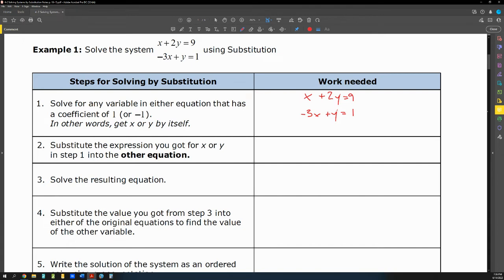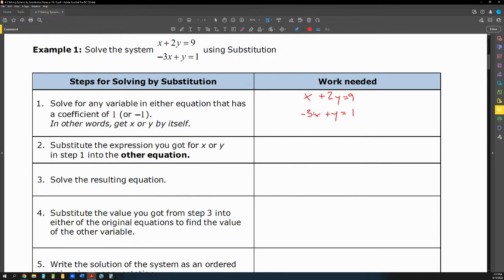I noticed that in both of these equations, we have a coefficient of 1. In the first equation, we have a coefficient of 1 in front of the x, and in the second equation, we have it in front of y. So for either of these equations, I can just do one step, and that's going to get me x equals or y equals, which is what we're looking for. We're looking for x equals something or y equals something. We want to get x or y by itself. Before we get to step 2, we have to solve for x or y.